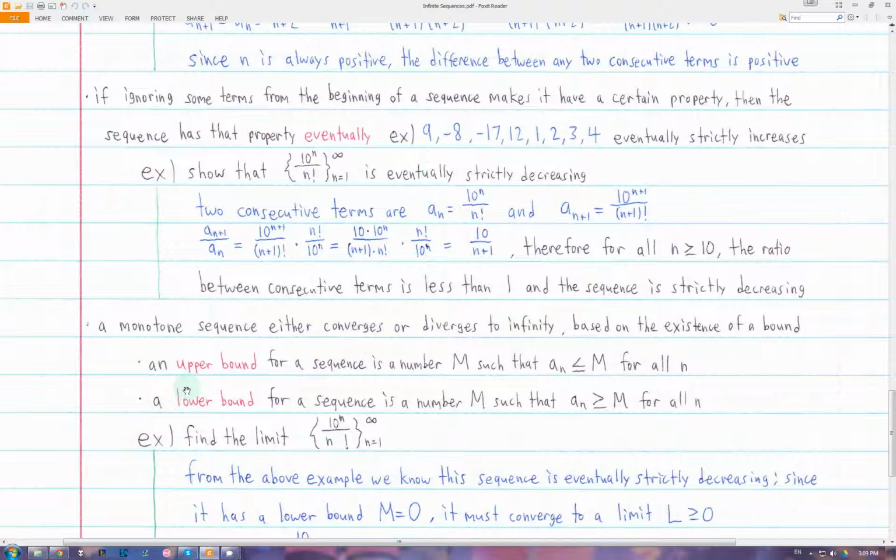Likewise, for a decreasing sequence, if we have a lower bound, so some number that the sequence never goes below, then the sequence converges to some limit that's greater than or equal to the lower bound. And if there's no lower bound on a decreasing sequence, it'll just keep decreasing all the way to negative infinity.